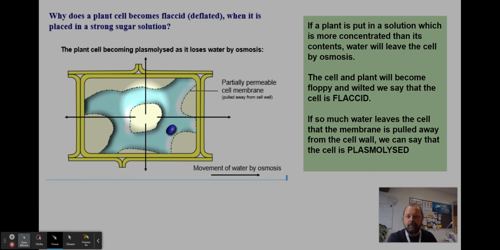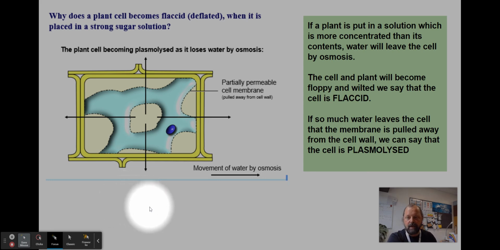If water continues to move out, eventually the contents of the cell will be pulled away from the cell wall, and we say that the cell has become plasmolysed. So you can see that plant cells are protected somewhat because they have this rigid cell wall to provide strength, but all cells can be damaged if water moves out of them by osmosis.